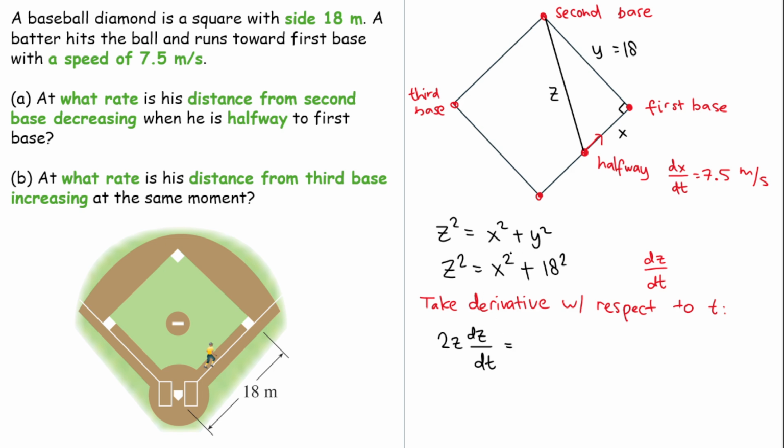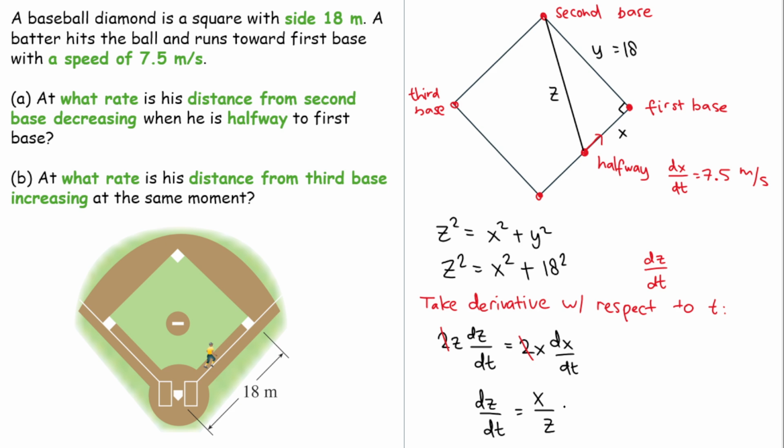And then for this one here, X squared, that will be 2x, and we also have dx/dt. And 18 here is a constant, so we don't need to write that. We can divide both sides by 2, so they will cancel each other. And so here dz/dt is equal to x divided by z, multiplied by dx/dt.